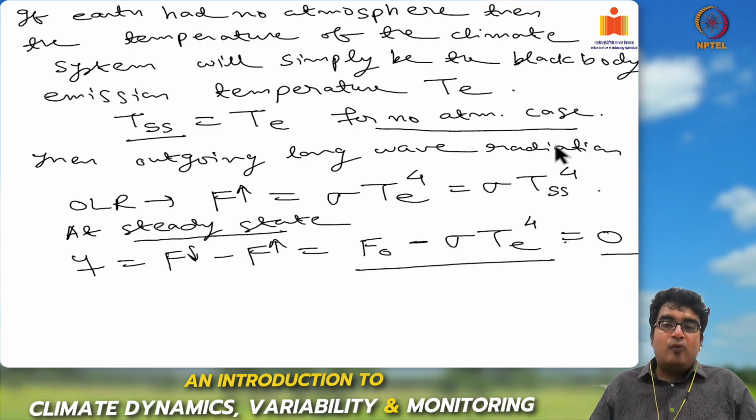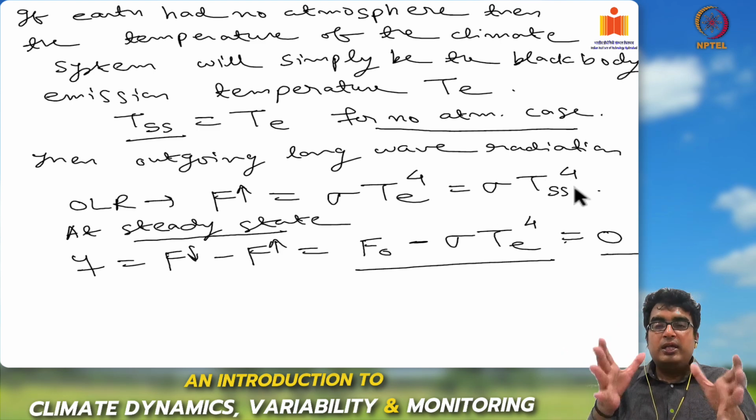The outgoing long wave radiation under steady state condition will be equal to the incoming absorbed short wave radiation. So F upwards, which is equal to sigma into TE to the power 4, where TE is the blackbody emission temperature, will be equal to sigma TSS to the power 4.